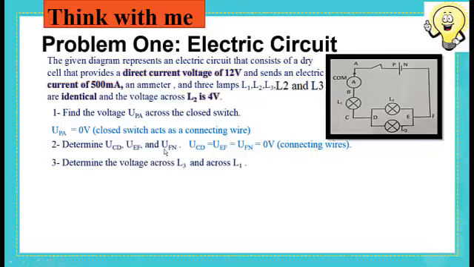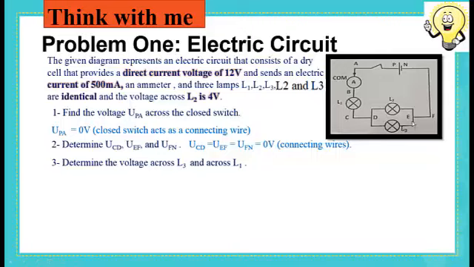Moving to the third question. Determine the voltage across L3 and L1. You can pause the video, think about the question and the possible answer.